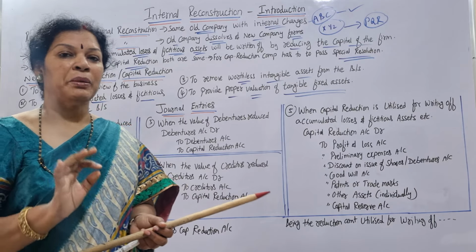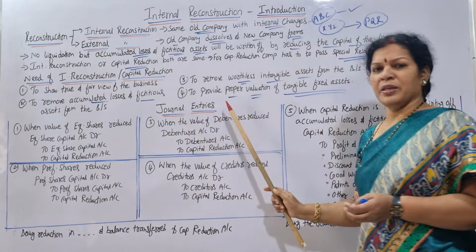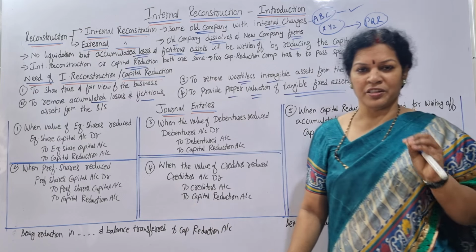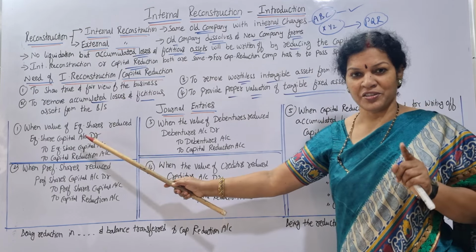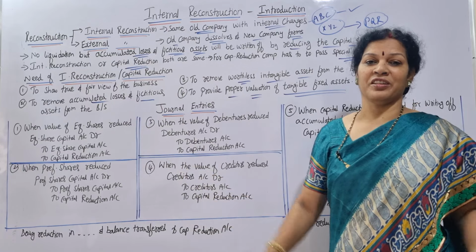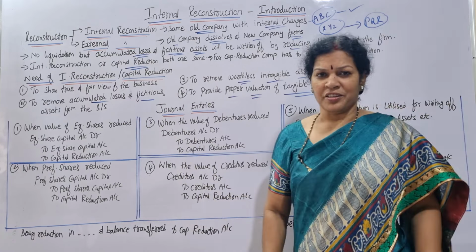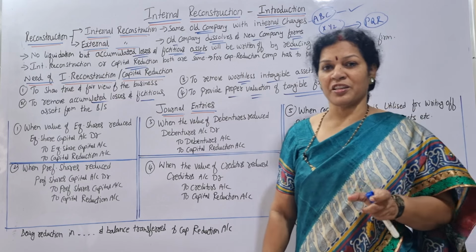Now here you have to remember a few journal entries. Very easy to remember. Important journal entries, only 5 journal entries are there. If you understand the first journal entry, the rest of the 4 journal entries are the same as the first. Just focus for a few minutes. Journal entries, for what? Internal reconstruction.